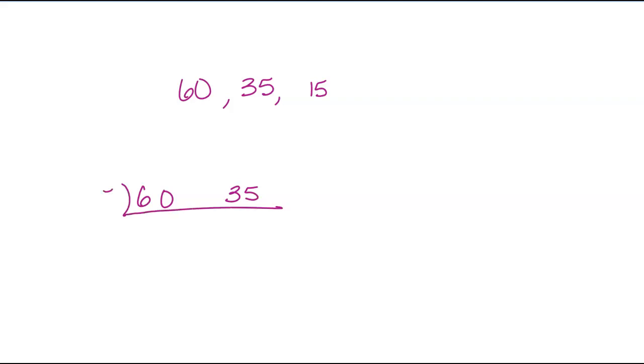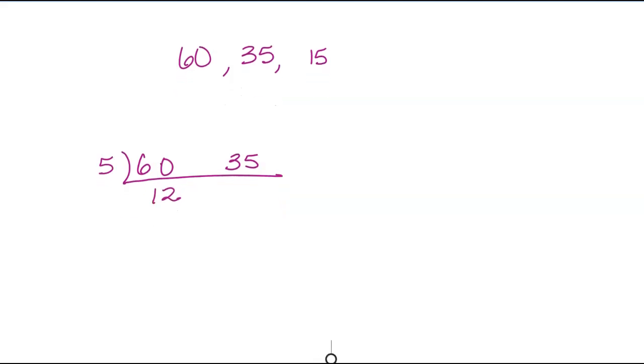So I'm going to divide both by 5. 60 divided by 5 is 12. 35 divided by 5 is 7. Now I can't go any further. And 5 times 12 is 60, times 7, that's 420. So my LCM of that is 420. I'm just going to put the 420 in with the smallest one.